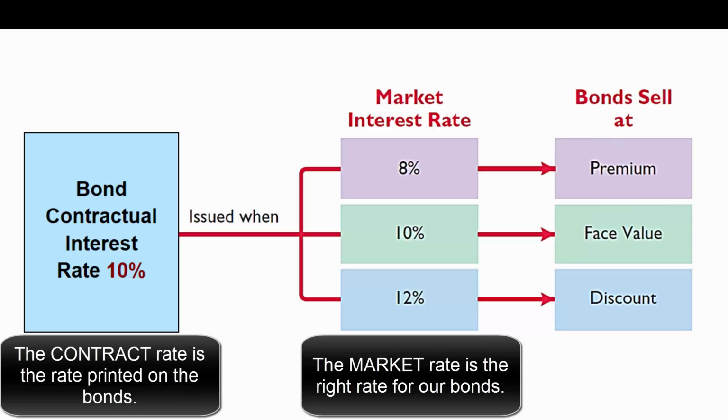and we get to sell our bonds at a premium. Let's look at an example where we have a 10% rate printed on our bond, but interest rates have gone down to 8%. We're going to sell them at a premium, and the amount of that premium is going to be just enough to change the effective rate on that bond to be 8%.